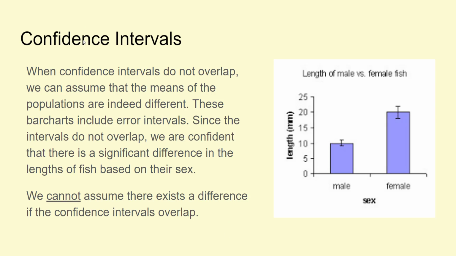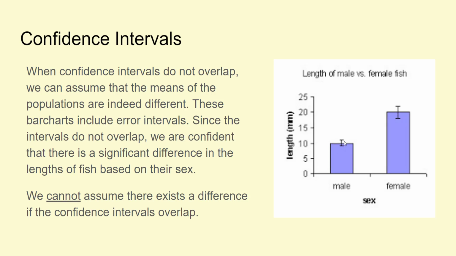We've discussed confidence intervals a bit in chapter 5, and I wanted to show you with a bar chart what the intent of the confidence interval meant. What you can see from this chart on the right is the length of male fish versus female fish. So we have a particular type of fish. The scientists collected a sample and measured all of those, and this bar perhaps represents the average length.